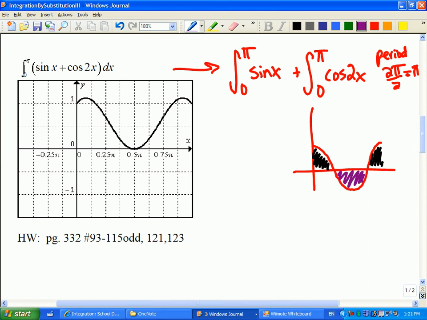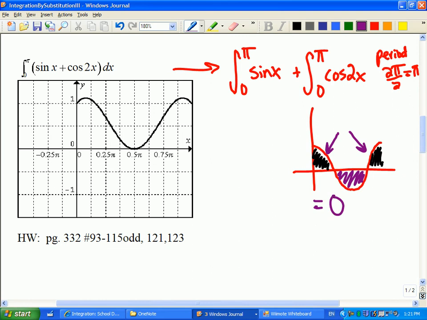It was symmetry that helped us figure this out. Because of the symmetry that it has over the x-axis, we can say that those 2 black areas are the same as the purple area. So there's going to be nothing contributed here from that graph.